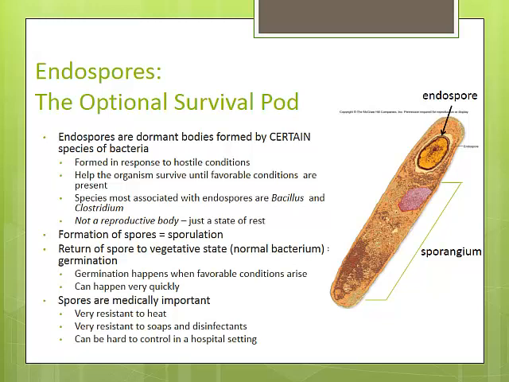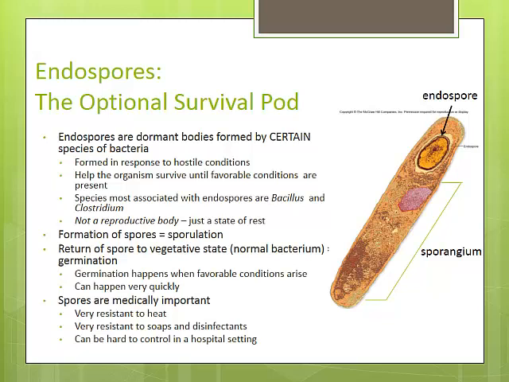That's formed in response to hostile conditions, and it helps the organism survive those hostile conditions until favorable conditions are present. And so the genera that are most associated with endospores are Bacillus and Clostridium. And remember that this is a dormant body, so it's just a state of rest. They're not reproducing, they're not really doing anything, they're just kind of vegging out. They're just kind of hanging out, waiting for the coast to be clear.